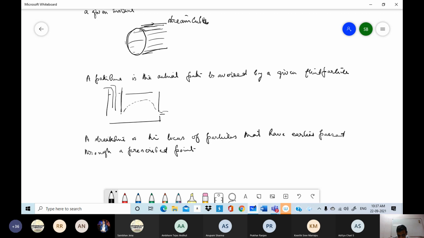So for a path line, we inject only one particle and take a time exposure of its path, whereas for a streak line, we keep on injecting particles and at a later instant, take the instantaneous shot of all those particles which have been injected over that time.